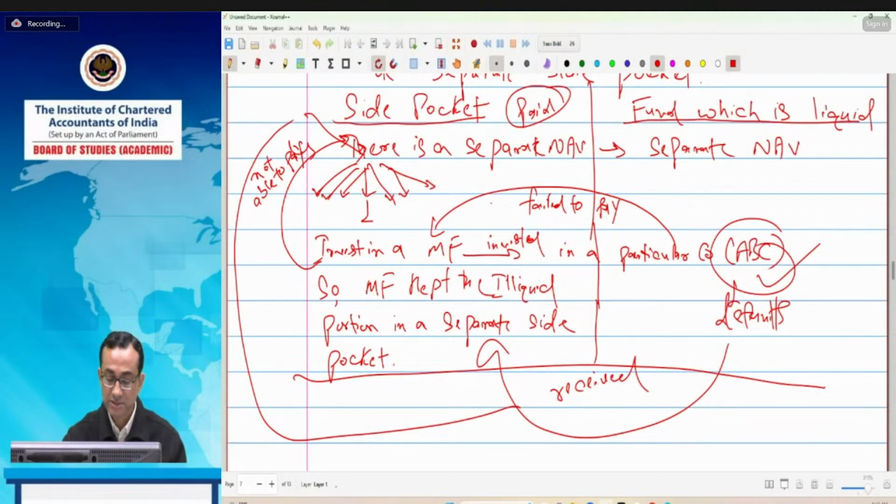Does the investor get any information regarding this? Yes, the mutual fund has to separately disclose to the mutual fund investors that a certain default has taken place. They keep the amount in a separate side pocket. If you are willing to go ahead with this, please tell.